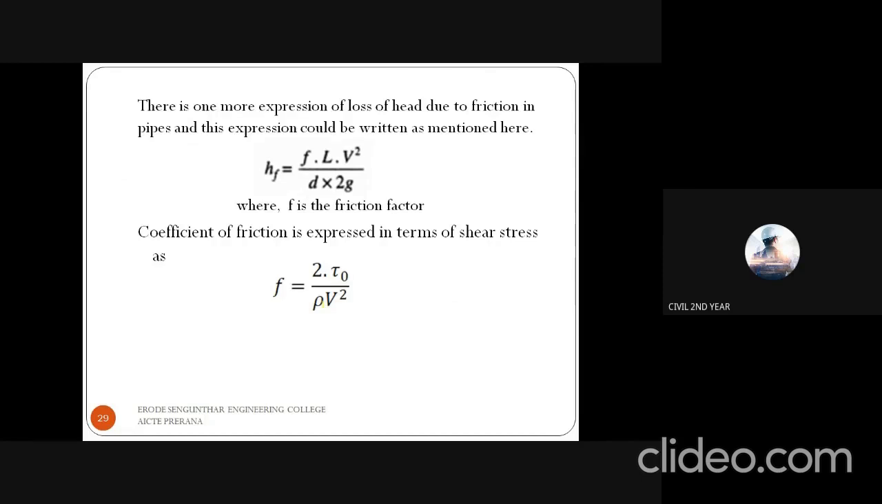There is one more expression of loss of head due to friction in pipe, and this expression could be written as mentioned here. HF equal to F L V square by D into 2G. So here F is the friction factor.